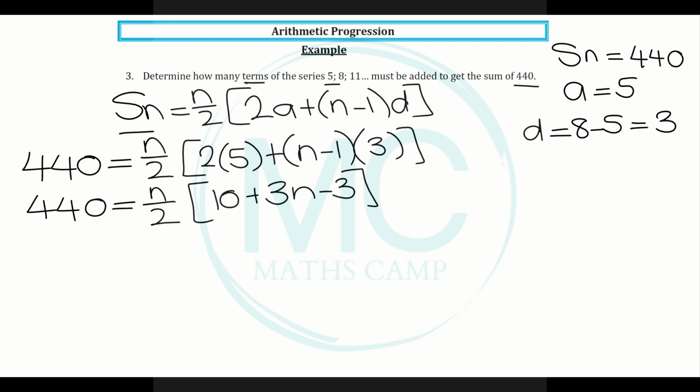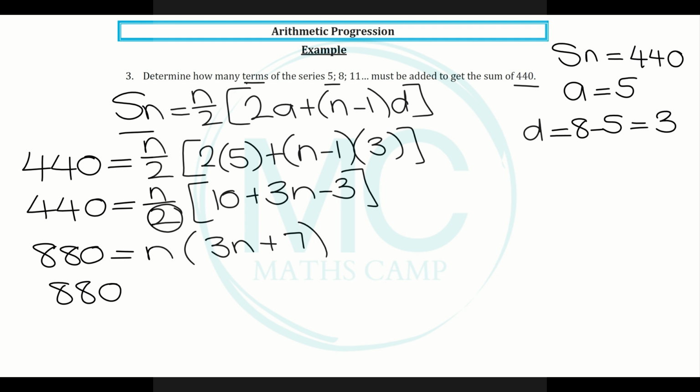We want to solve for n. So let's multiply both sides by this 2. On the left, we're going to have 880 is now equal to n. In our bracket, let's add like terms. We have 3n. 10 minus 3 gives us 7. Now we can multiply the bracket by n. We get 880 is equal to 3n squared plus 7n. We are working with a quadratic, so in order to find the value of n, we need to make this equation equal to 0.